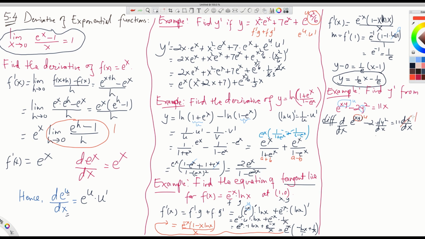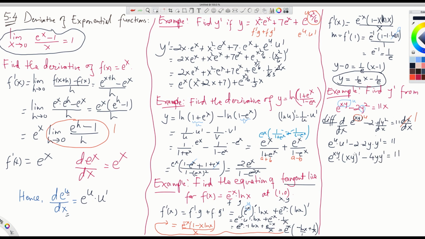So this will be just basically 1. So what do you get? It is e to the u times u prime, right? Minus 2, and they don't match, so it will be 2y and then y prime, right? So equals 11 times 1, which is just 11. So what is e to the u? E to the u is e to the xy times, what is u prime? U prime is xy prime, right? Minus 4y y prime equals 11.